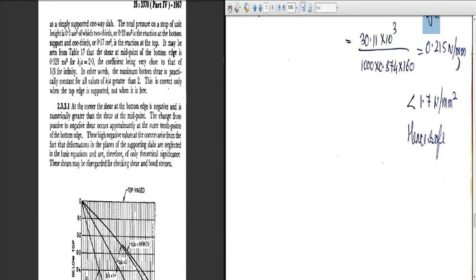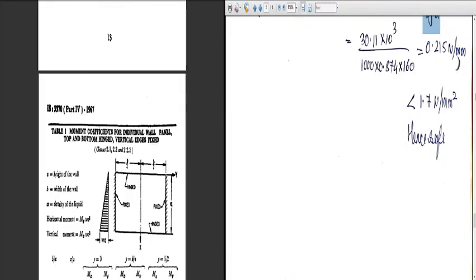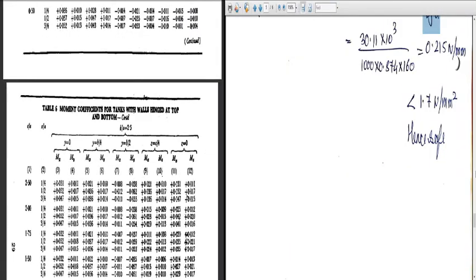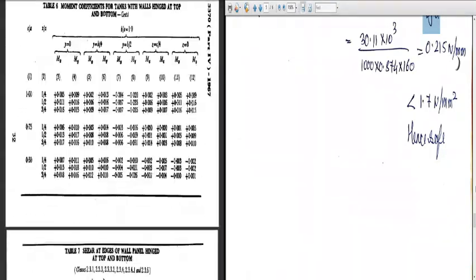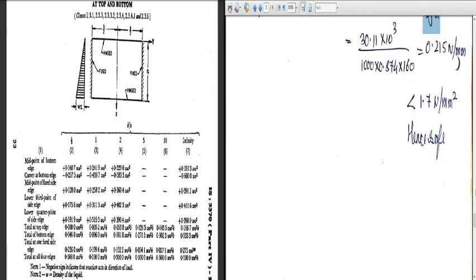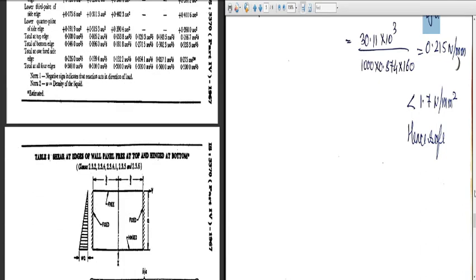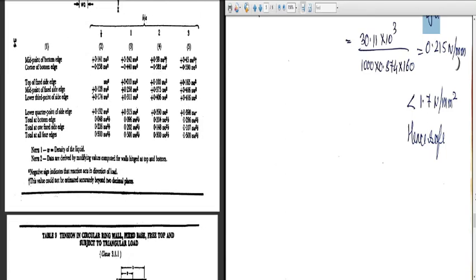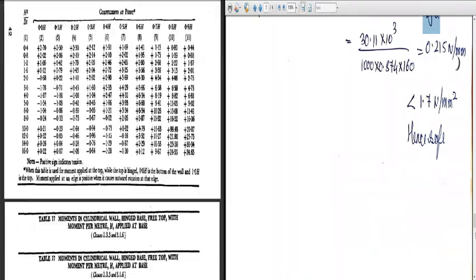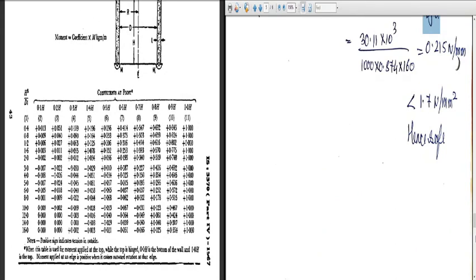So let us go to table number 7 and see. So you can see shear at the edges of wall panel is given in the table. So this is given according to these clauses you can see here. So this is in table number 9 also and table number 17 here. So this is how we calculate the coefficient into the moment.